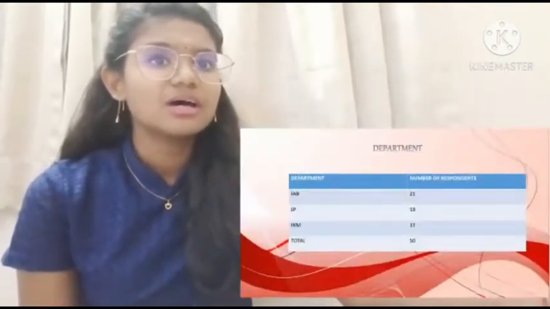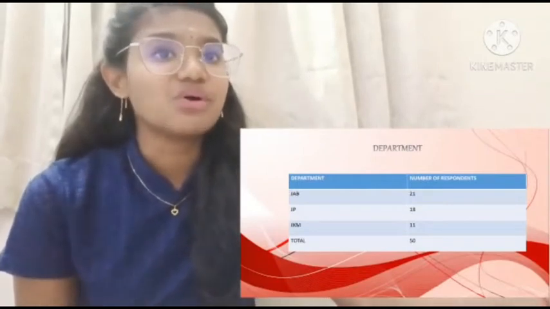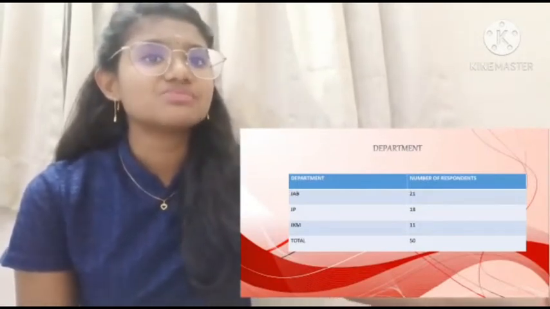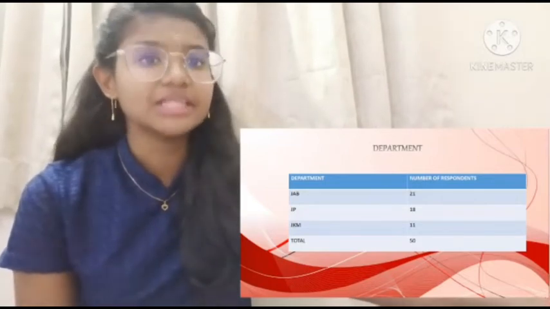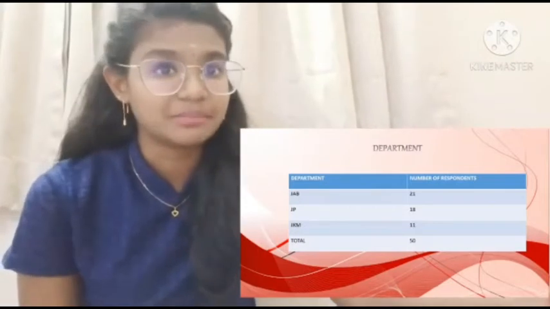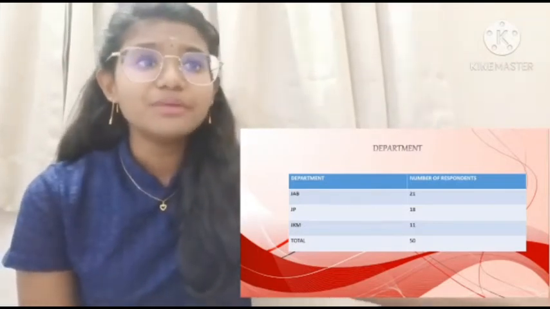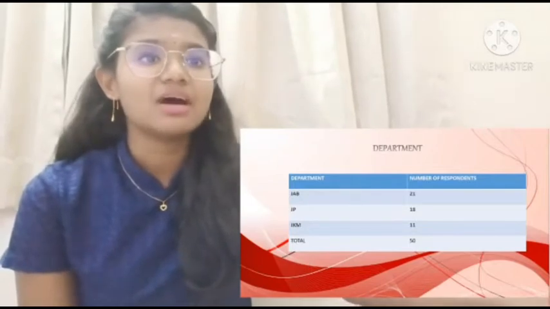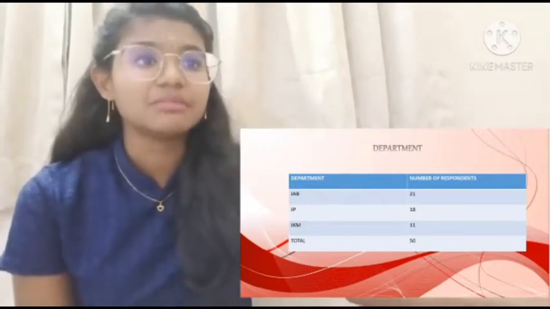And department, JAB stands for Jabatan Agrotechnology dan Bioindustry, JP stands for Jabatan Perdagangan, and JKM stands for Jabatan Kejuruteraan Mechanical. 21 students from JAB, 18 students from JP, and 11 students from JKM have answered this survey.